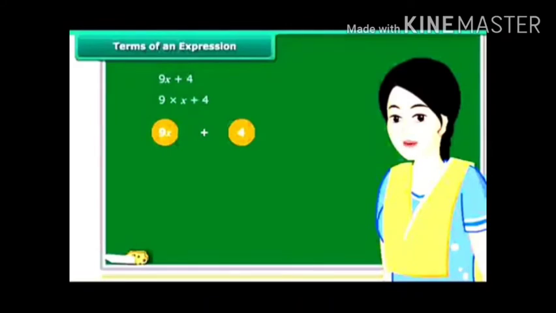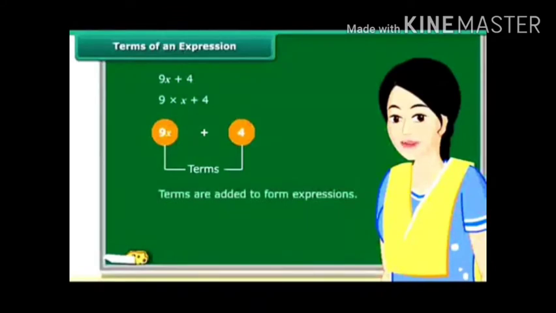So 9 into x is there, therefore we should not consider 9 as one term and x as another term. Multiplication and division won't make separate terms. Only if there is plus or minus will they become separate terms. So 9x plus 4: 9x is one term and 4 is another term. Terms are added to form an expression. Next, 5x plus 3y. Can you say how many terms are in this expression? Yes, very good. It has two terms.